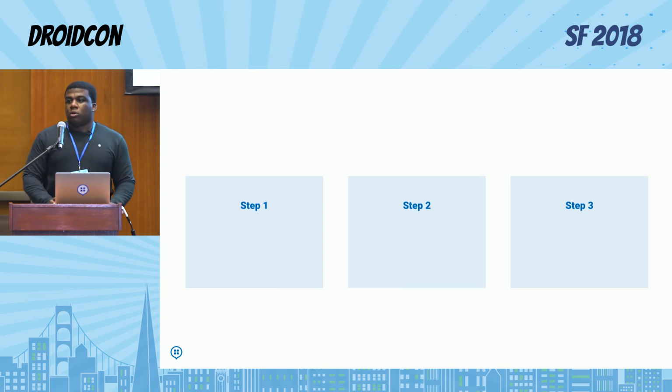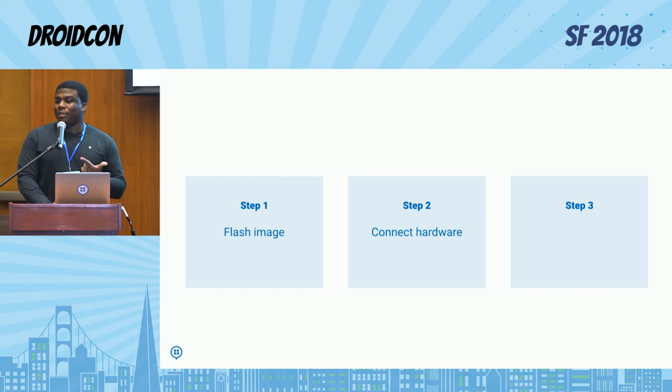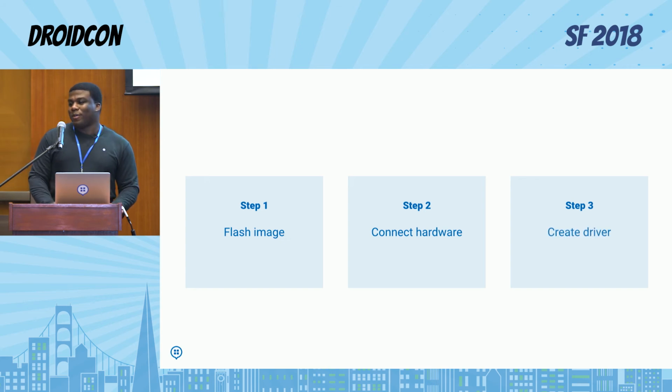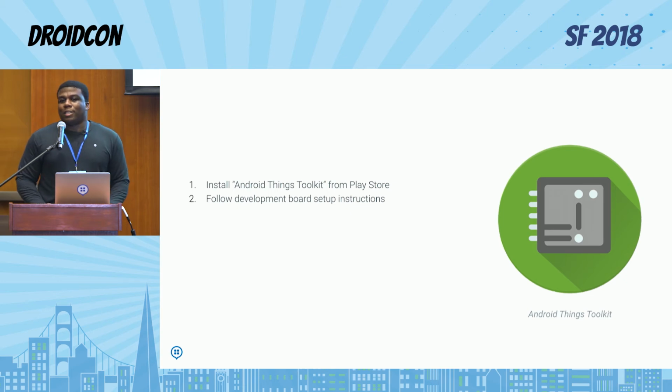All right, so we're going to get into a little bit more code, and this is my 3 steps to success for creating a motion sensor driver. The first step is to flash the image on the actual hardware. The second step is to connect the hardware, and the third step is to create the actual driver. I'm not going to get into how to flash an image on hardware, but there's a really good app in the Play Store called Android Things Toolkit that has probably the greatest steps I've seen for how to flash an image. So I definitely recommend that.